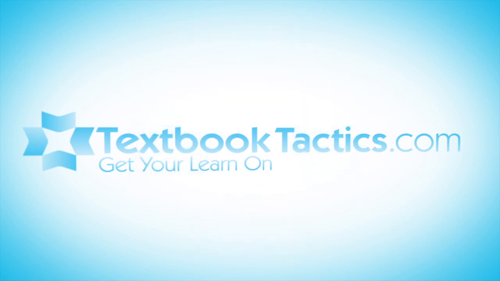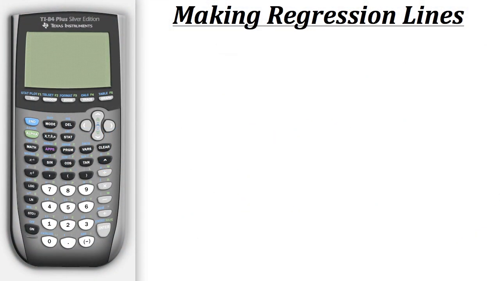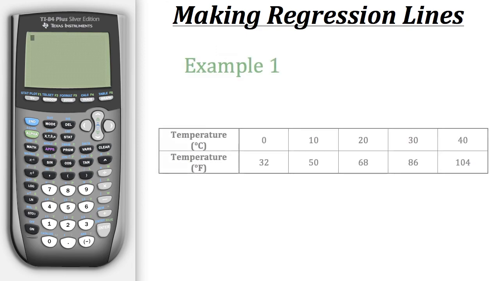This is a tutorial on how to use a calculator to make regression lines to model data. Now let's start off with our first example. So here we have a table relating the temperature in degrees Celsius to its corresponding temperature in degrees Fahrenheit.